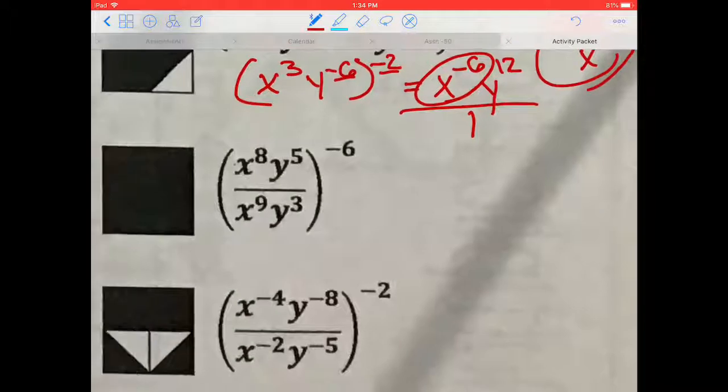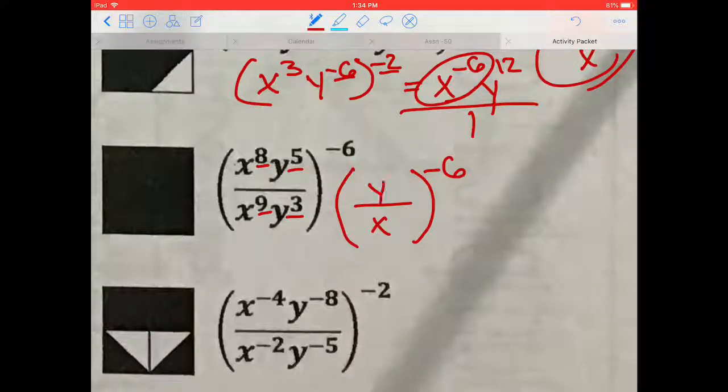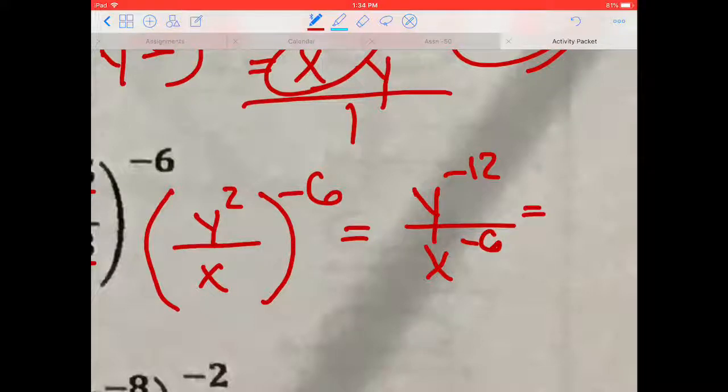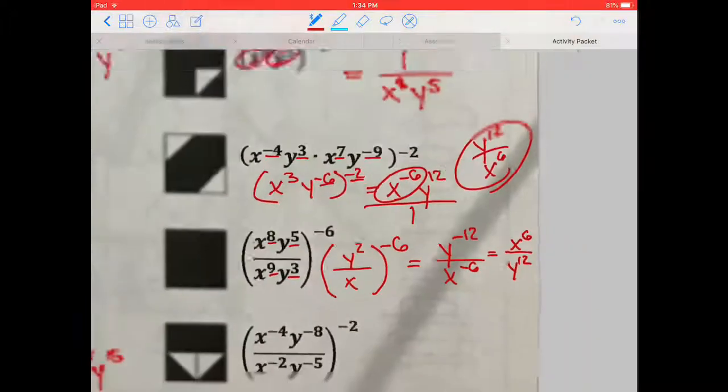Let's simplify the inside first on this guy. Negative 6. Okay, so for the x's, 9 minus 8 is 1 in the bottom. And then for y, 5 minus 3 is 2. So now I have to give both of these the negative 6 exponent. So this becomes y to the negative 12th and x to the negative 6th. Both are negative. Cross the line, flip the sign on both, or basically just flip this. So x to the 6th moves up, y to the 12th moves down. There's your answer.